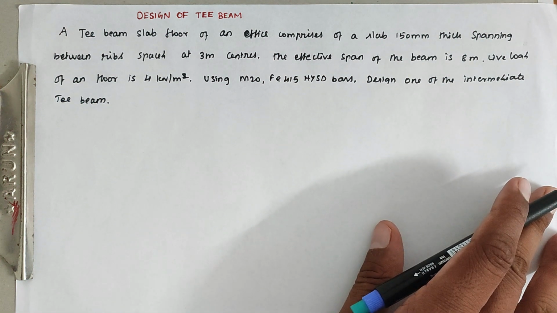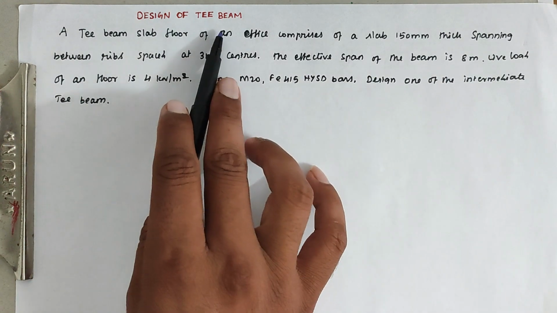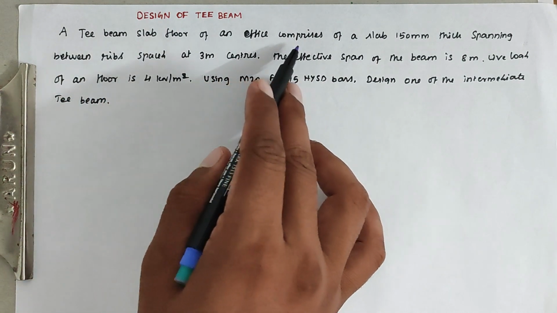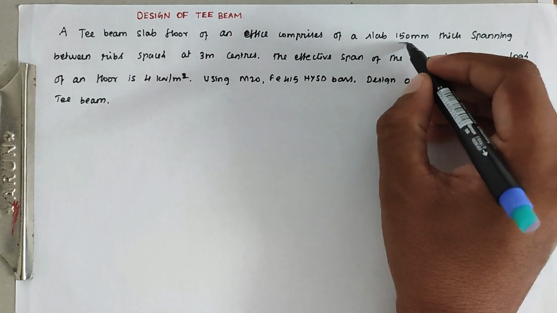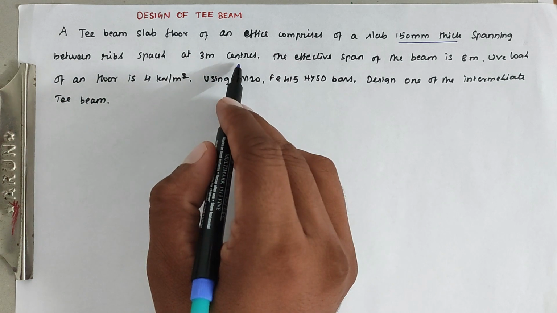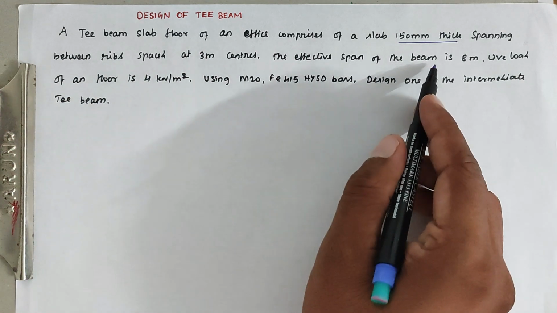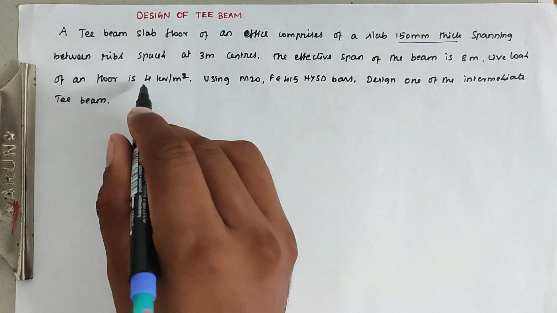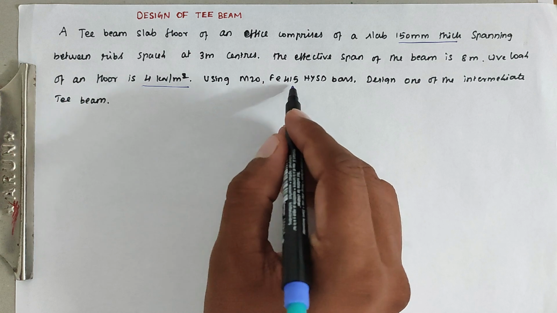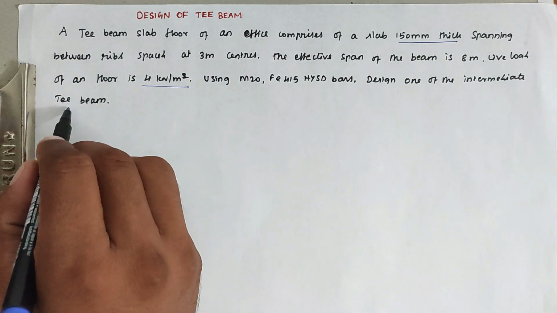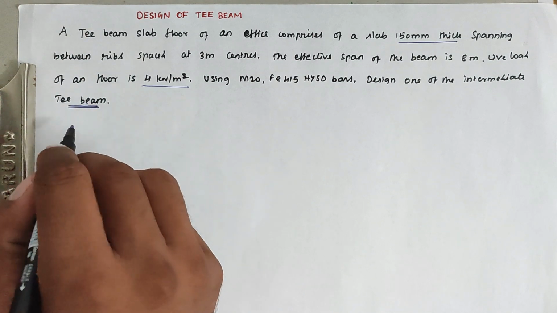Today we are going to see a problem related to the design of reinforced concrete elements, in the topic of design of T-beams. The problem is: a T-beam slab floor of an office comprises a slab 150 mm thick spanning between ribs spaced at 3 meter centers. The effective span of the beam is 8 meter. Live load of the floor is 4 kN per meter square. Using M20 and Fe415 HYSD bars, design one of the intermediate T-beams. So we have to design the T-beam.